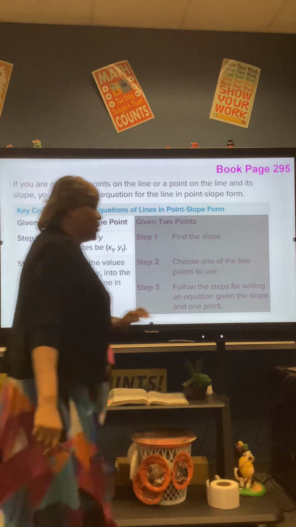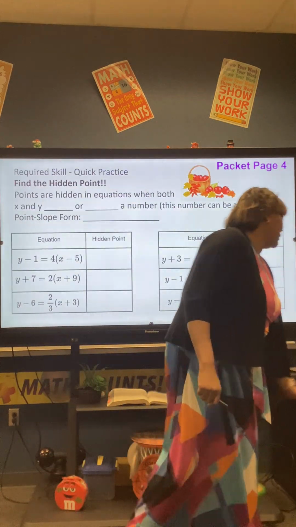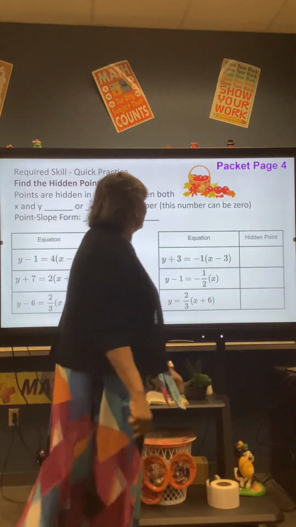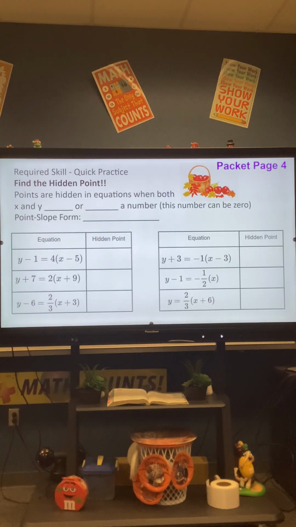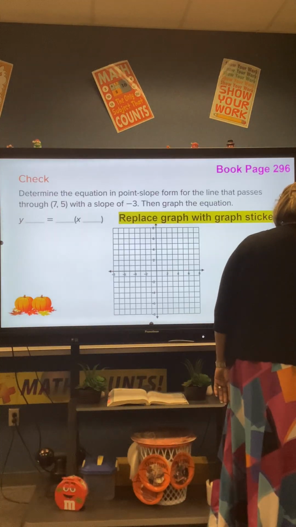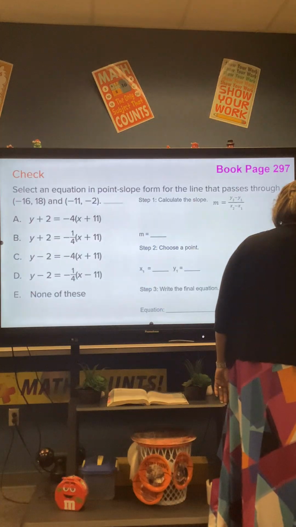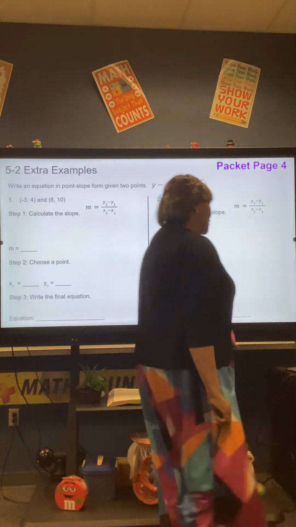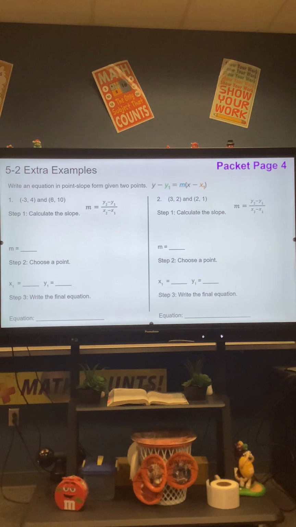Now, all of this makes no sense to you until we get to the grit. So let's go. All right, you got this in your note packet? Page 4, you got this on page 4? You got this one on page 4. Let's go. We got 2 points.